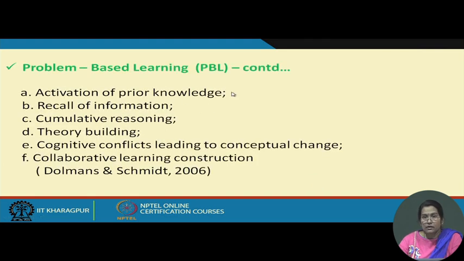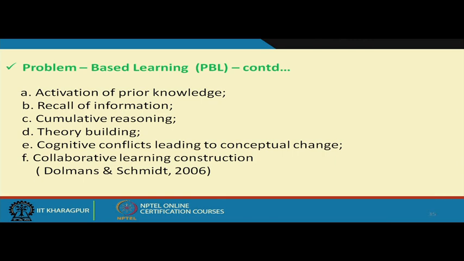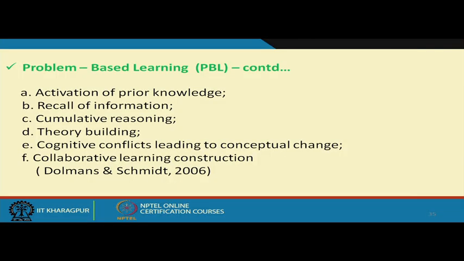activation of the prior knowledge, whatever they have already acquired. So, they recollect it, recapitulate it and put forth before others. So, that is the activation of prior knowledge. So, they actively try to recollect, recapitulate, remember the whole thing, the past learning, past knowledge, past learning experiences, etc. They try to make it more comprehensive and put it before others. That is activation of prior knowledge. Recall of information, yes, they definitely recall the past learning experiences and knowledge.